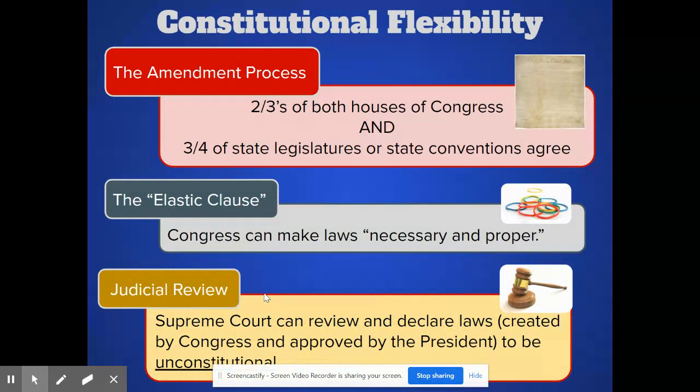And finally, is judicial review. The Supreme Court can review and declare laws unconstitutional. So as people challenge different laws coming out of Congress, the Supreme Court has the ability, the flexibility to get rid of those laws if needed.